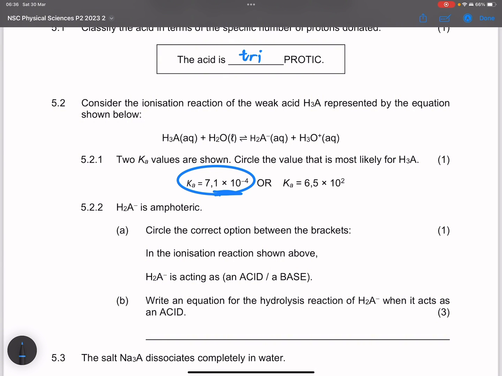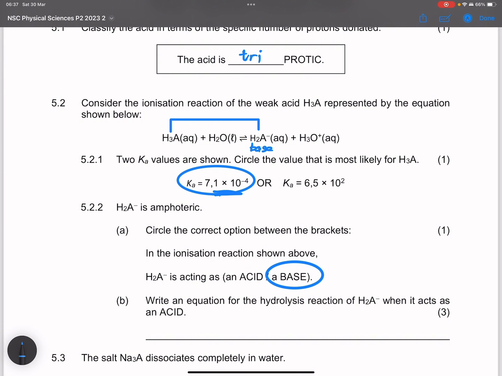They say circle the correct option between the brackets. In the ionization reaction shown above, H2A minus is acting as, now I want you please to note, in this case when we take the reverse reaction, H2A minus starts as H2A minus, but it becomes H3A. So that means this one must have been the base because it received a proton and therefore became H3A. So in this case, it means that it acts as a base.